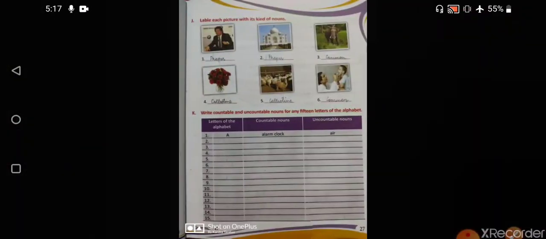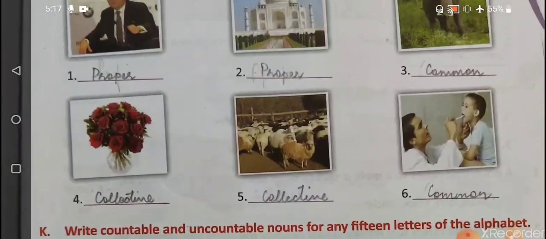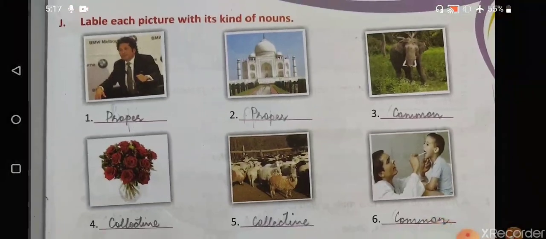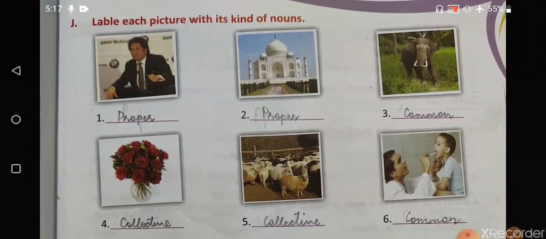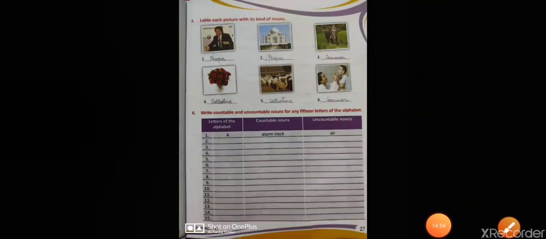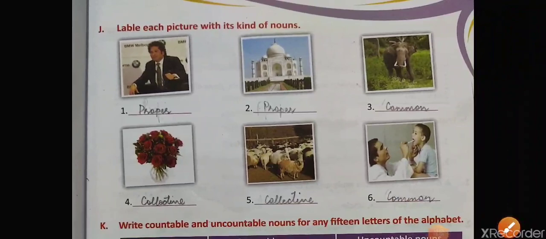Coming on to the next one. Label each picture with its kinds of nouns. So the first one is the picture of Sachin Tendulkar. Sachin Tendulkar is a name, so he is a proper noun. Similarly, the second one is the Taj Mahal, which is also a proper noun. Another one is an elephant. It does not have a name, so it is a common noun.